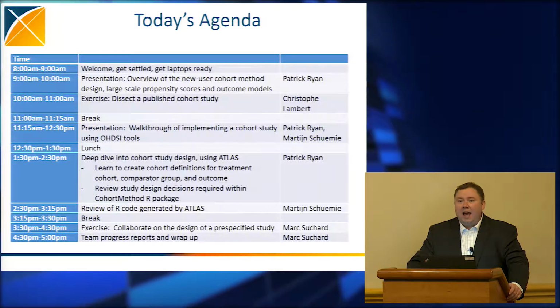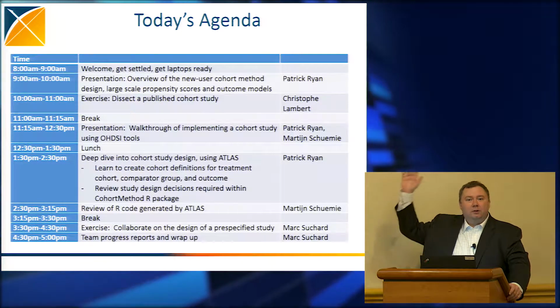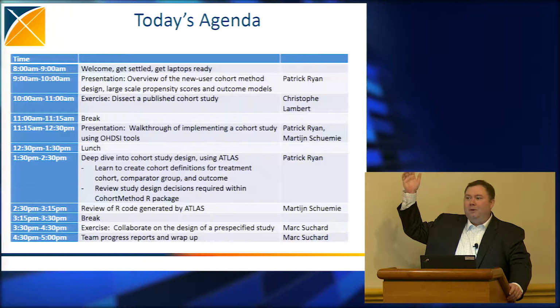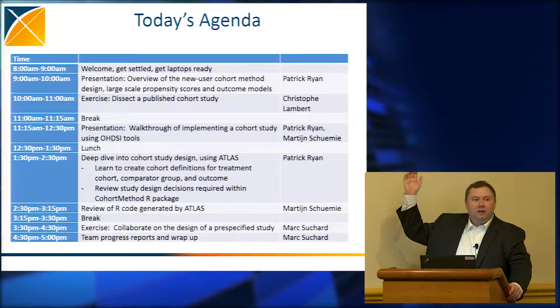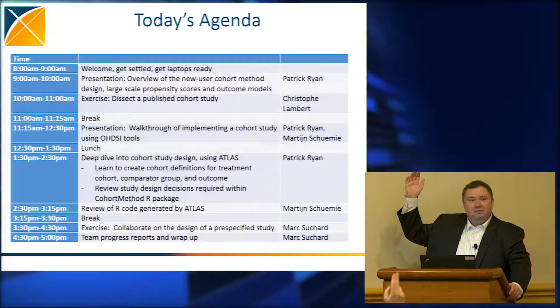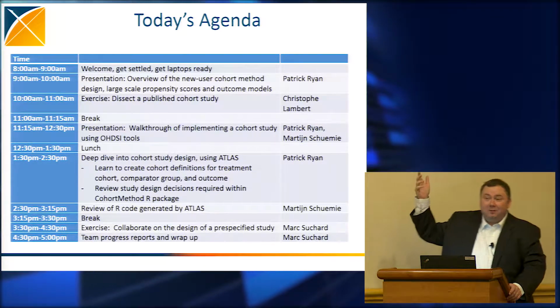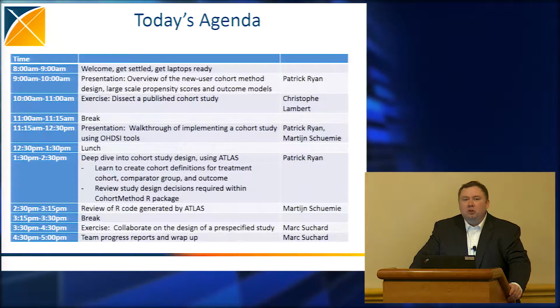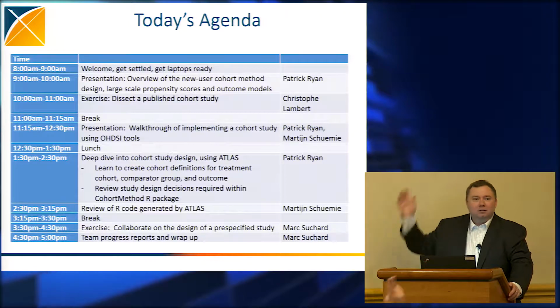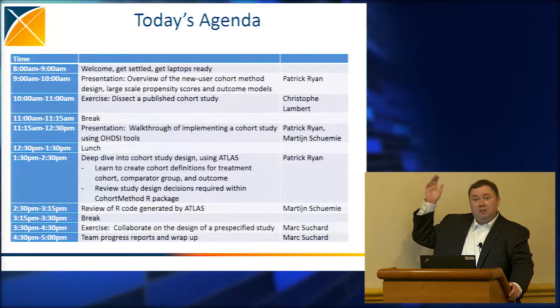How many people have R actively installed on their computers? Everybody. Wow, that's cool. How many people already have the cohort method installed on their computers? Pretty good. That's actually better than I was expecting. That's really cool. Okay. How many of you have access to an OMOP Common Data Model instance that you can connect to from here? That's actually pretty good too.